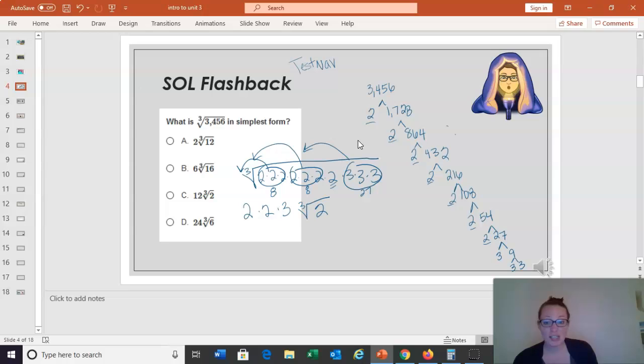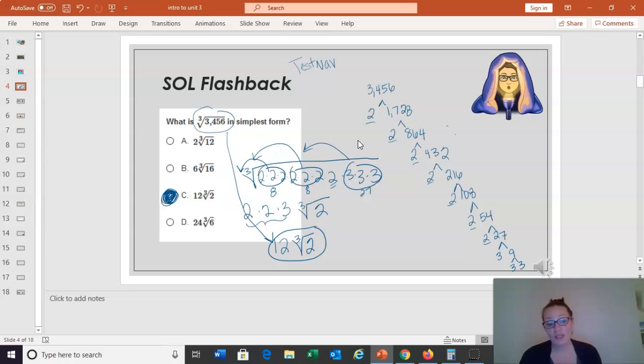So I mean, we're pretty much done. Let's just simplify this. So 2 times 2 is 4, and 4 times 3 is 12. Cube root of 2. So we have reduced this huge number to something much simpler, and the answer is C.